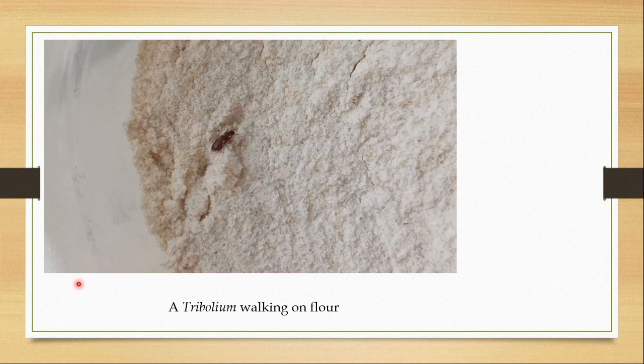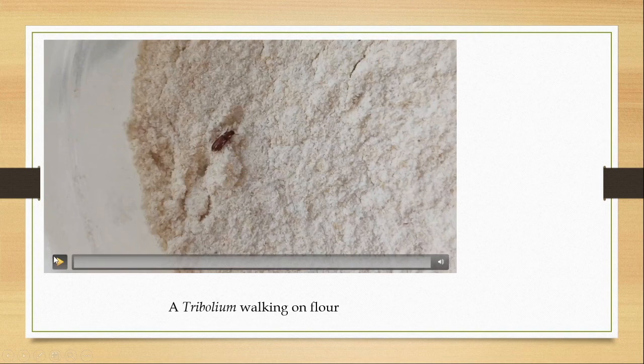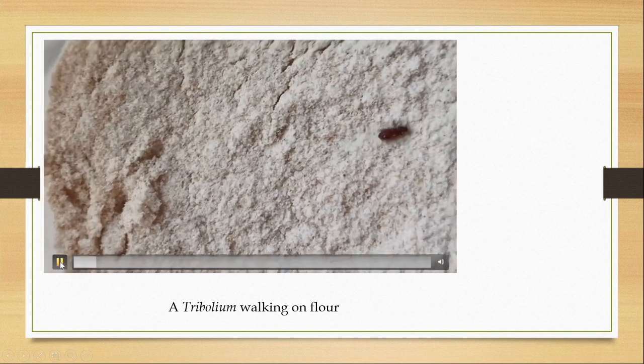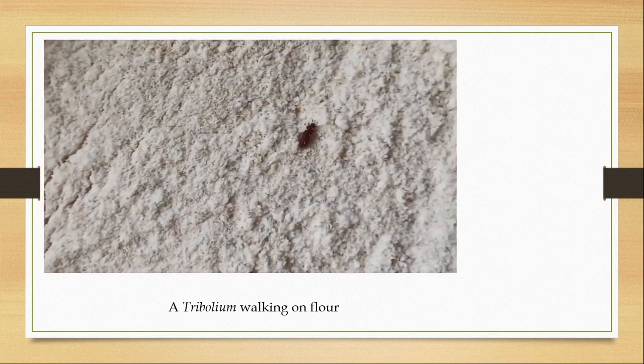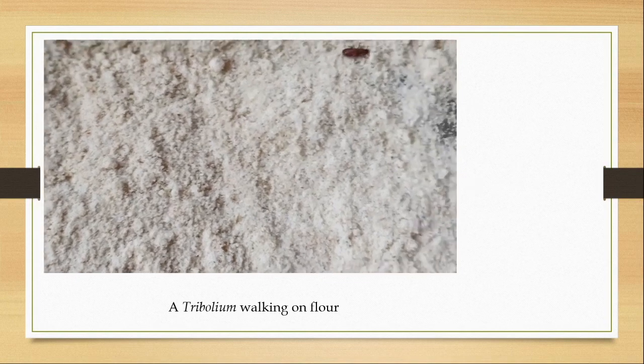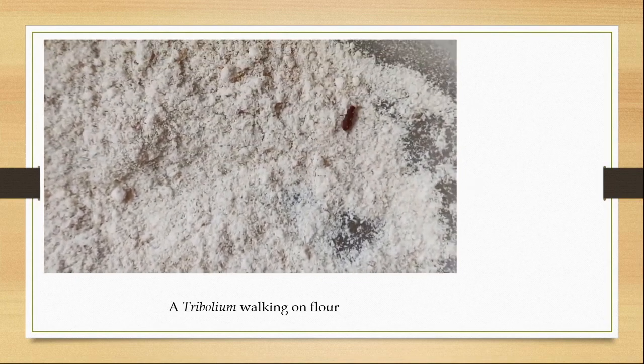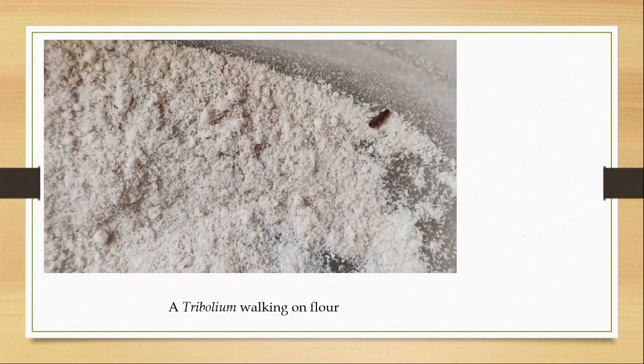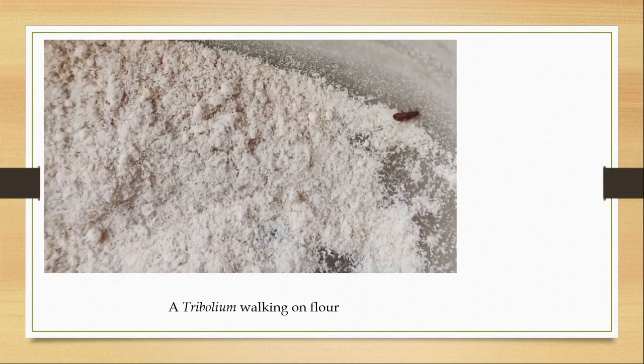Here I am showing the Tribolium castaneum, the flour beetle walking on flour. Here, although it has wings, it is not flying, it is using legs as the main locomotory organ, and it uses these legs for walking through the flour.